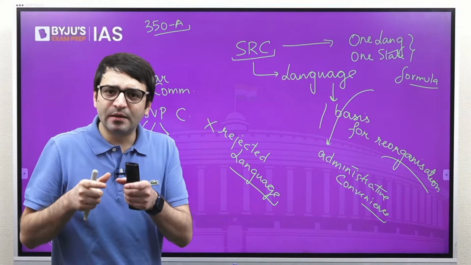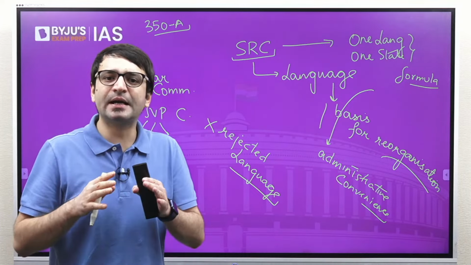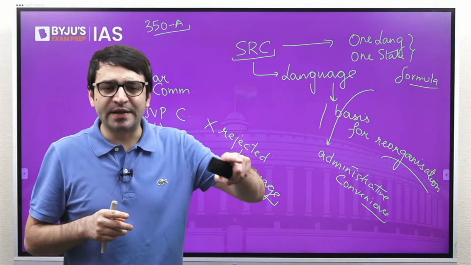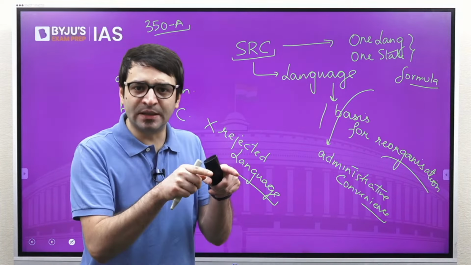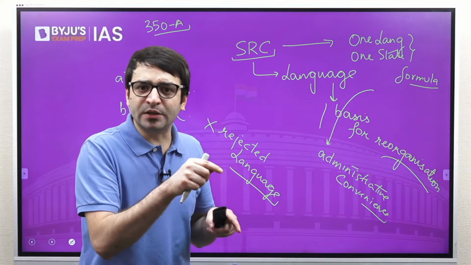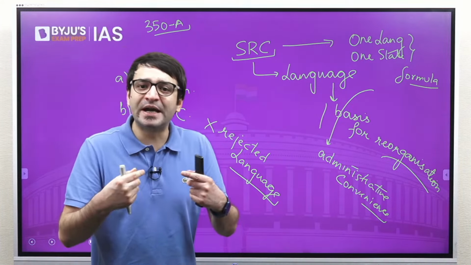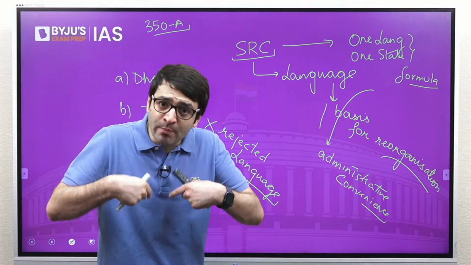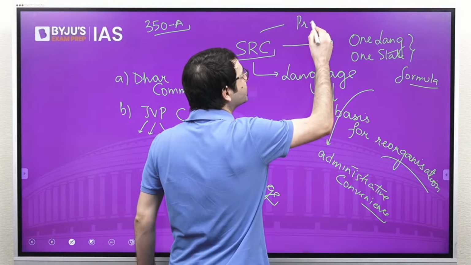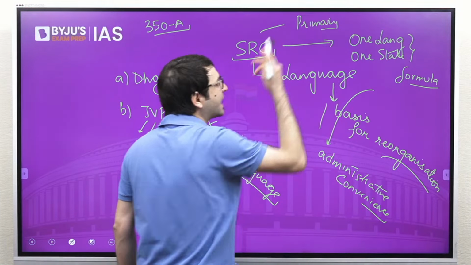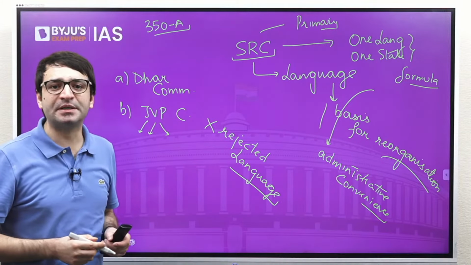If I am a child belonging to a linguistic minority, let's say I come from Maharashtra, but I'm residing in Tamil Nadu, there is an obligation on the state of Tamil Nadu that every local authority, every state authority in Tamil Nadu will have to provide me education in my own mother tongue, which is Marathi, till the primary stage of education, till the 5th standard. That is an obligation under Article 350 capital A.